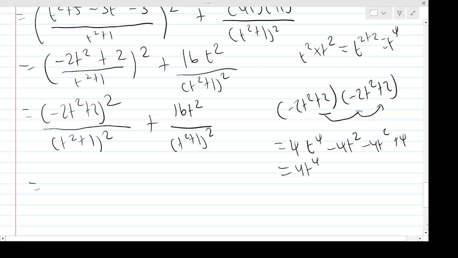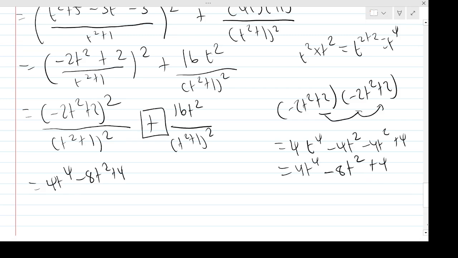There's only one power 4, so we leave it there. But I have t squared terms: I have minus 4t squared and another minus 4t squared. So that goes to minus 8t squared plus 4. And now I can just bring that in. So that's the expansion: 4t to the 4 minus 8t squared add 4.